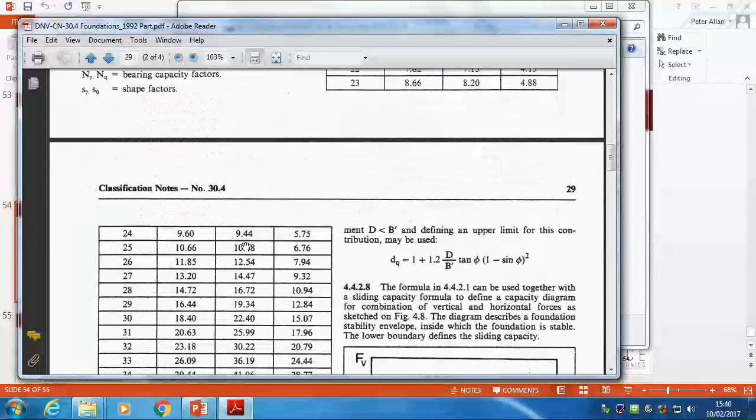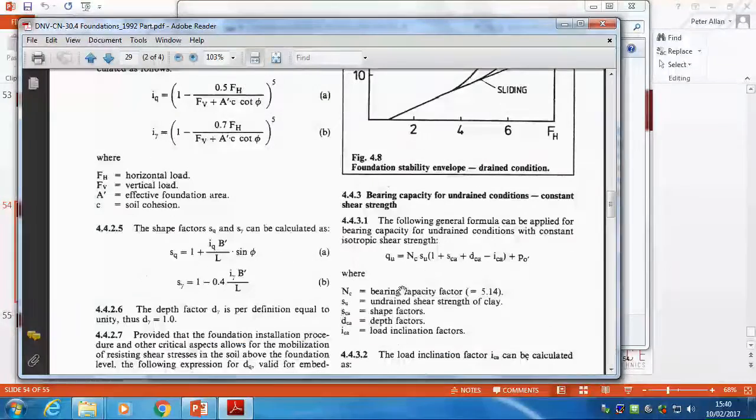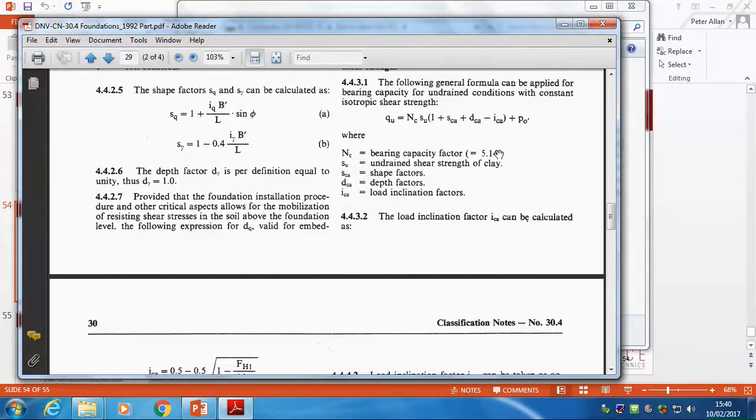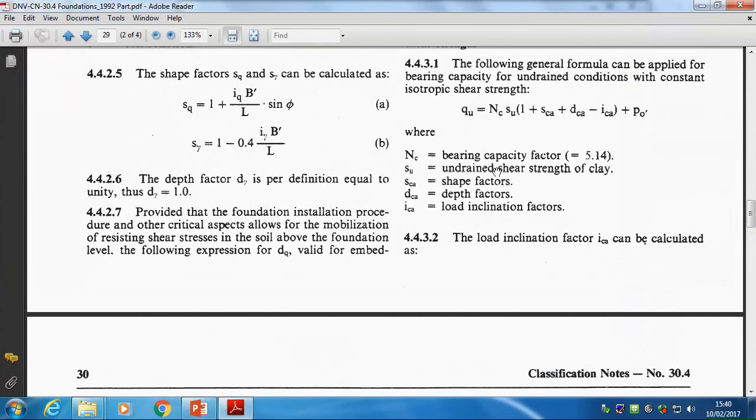Now, if we look at the equation for clay when I found it, that equation there, qu equals Nc Su plus 1. Nc is 5.14, okay? It always is 5.14. It never changes. Well, sometimes you do change it, in effect, with these factors here. So let's write it out. That equation doesn't have the area in it, so that's the bearing capacity per unit area, okay?